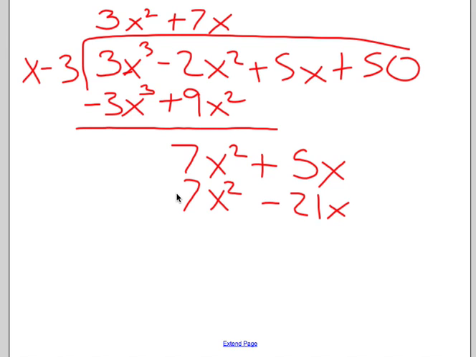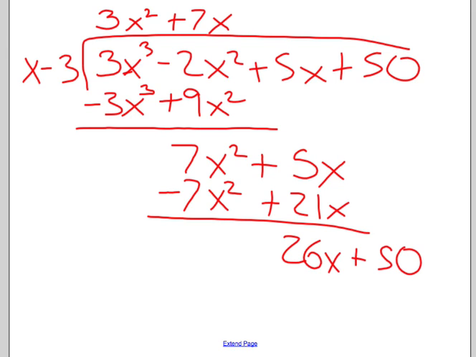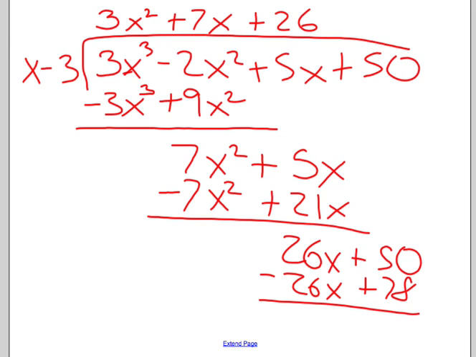So change that to a negative and that to a positive. Okay. Then add those two as 26x plus 50. Bring it down to the next term. X will go into 26x 26 times. 26 times a negative 3 is a negative 78. And 26 times x is 26x. Then we change the signs again, subtract, add, and it gives us a remainder of a positive 128 over the divisor, x minus 3.